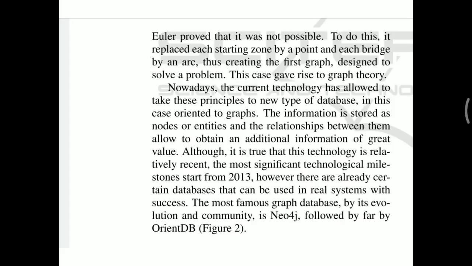Nowadays, current technology has allowed this principle to be taken to new types of databases. In graph-oriented databases, the information is stored as nodes or entities and the relationships between them, allowing additional information of great value to be obtained. Although the technology is relatively recent, the most significant milestone starts from 2013. However, there are already certain databases that are used in real systems with success. The most famous graph database, by its evolution and community, is Neo4j, followed by OrientDB.